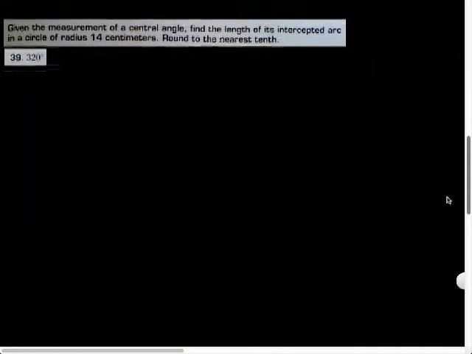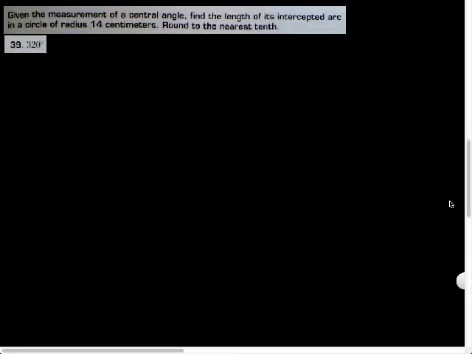So let's look at another problem here. It says, given the measurement of a central angle, find the length of its intercepted arc in a circle of radius 14 centimeters, round to the nearest tenth. Now, you might remember yesterday we had an arc length formula. Arc length was referred to as S. And what was the formula for arc length? Do you recall?